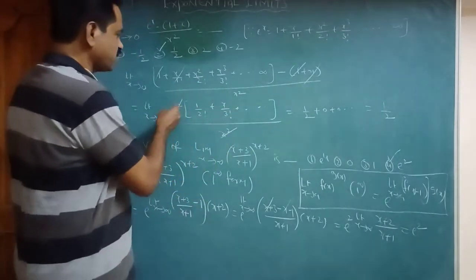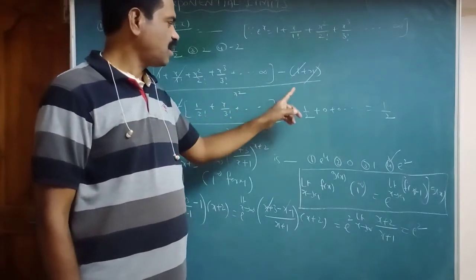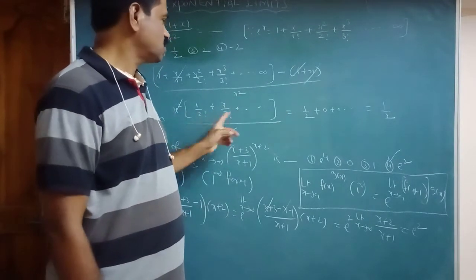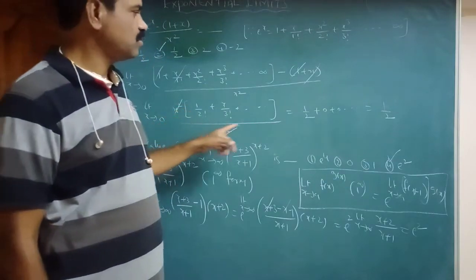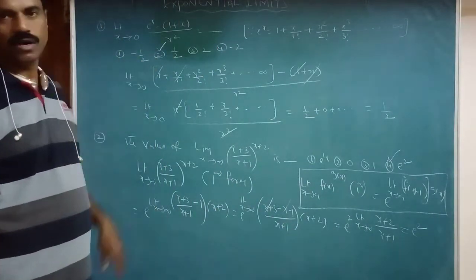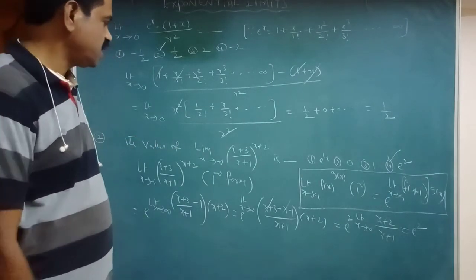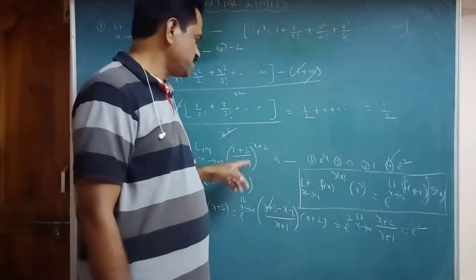Here x square gets cancelled. The next x square terms and so on, all have higher exponents, so these are all zeros except 1 by 2. So the value is 1 by 2, option 2.